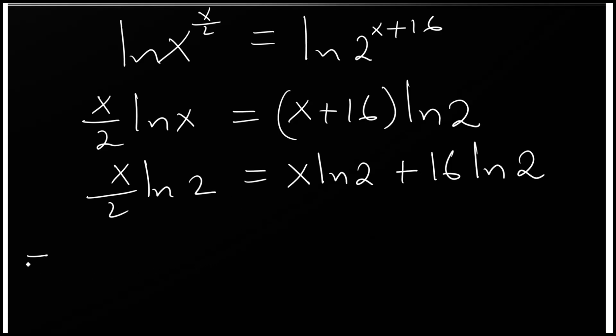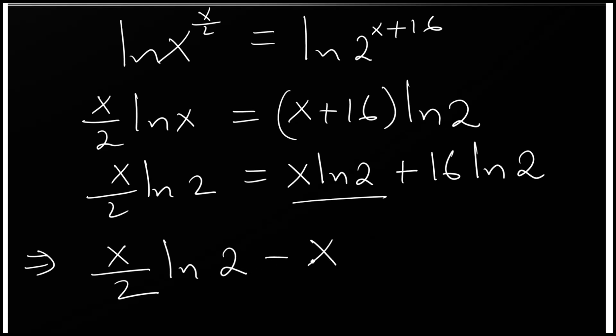Okay. Now let's bring this one to the left. So we have x on 2 ln of x minus x ln of 2 equals 16 ln of 2. Alright.